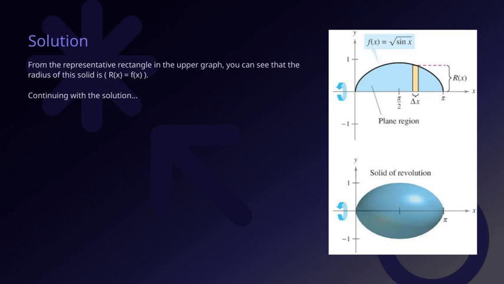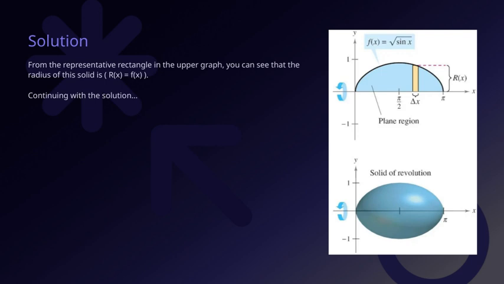Continuing with the solution, from the representative rectangle in the upper graph, you can see that the radius of this solid is r of x, which is equal to f of x. This means that at each point along the x-axis, the radius of the generated solid corresponds directly to the value of our function at that point. Understanding this relationship is key because it allows us to set up the integral for the volume of the solid formed by revolving this region around the axis.